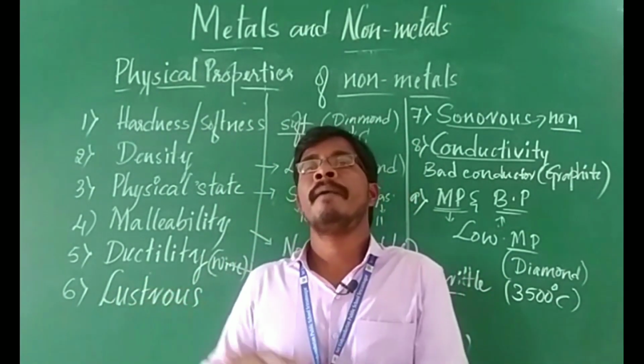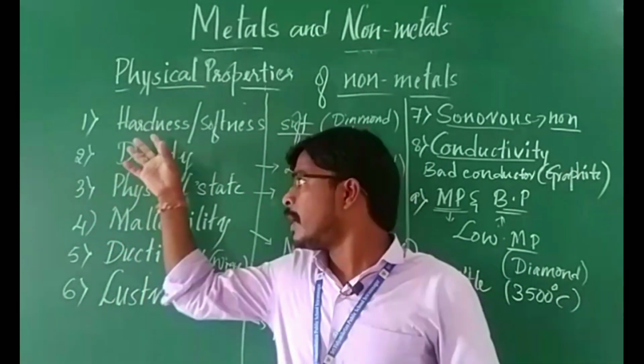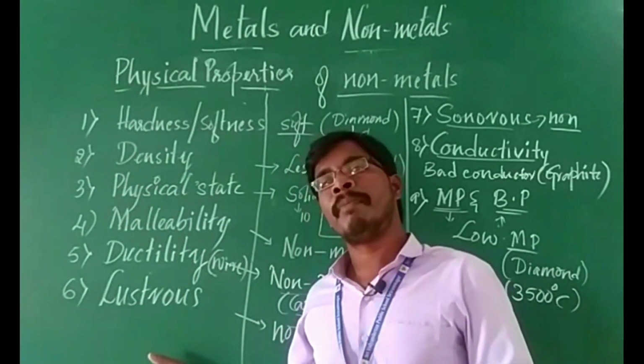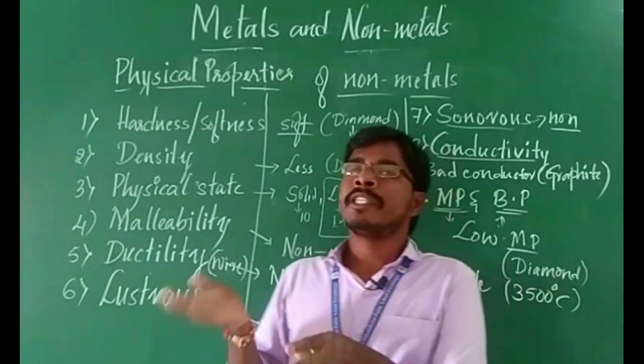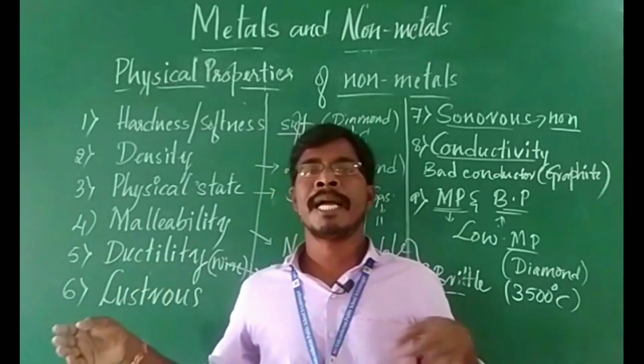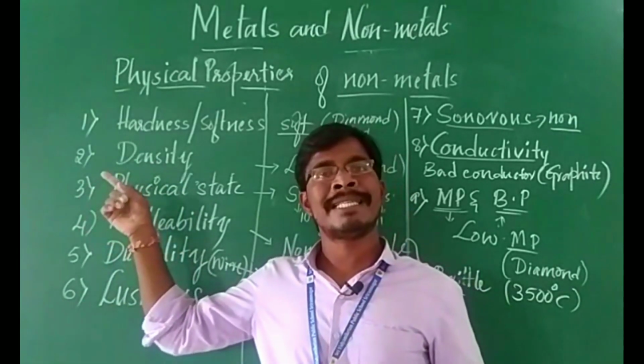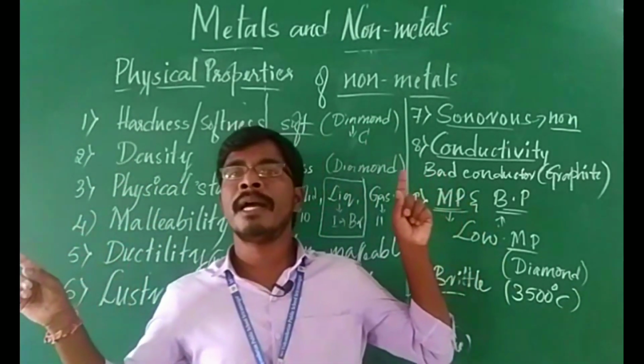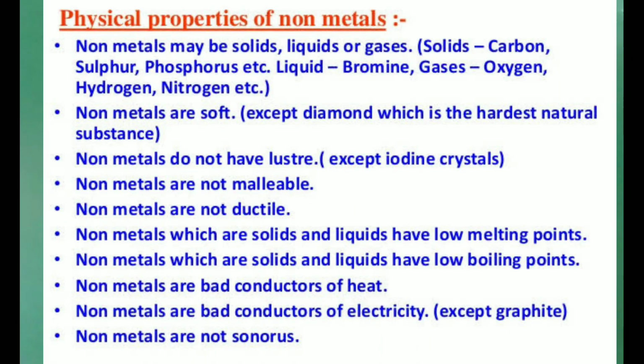Nothing has changed here. When you come to the physical properties, all the properties whatever I have said for metals are the same, but just the opposite. The character is going to be different when you observe metals and non-metals. Metals are always hard solids, but non-metals are soft in nature. They exist in three states also: solid state, liquid state, gaseous state. A simple example is bromine. Only one liquid non-metal exists, which is bromine.